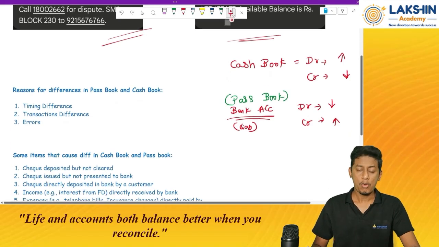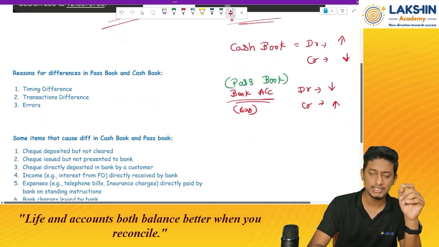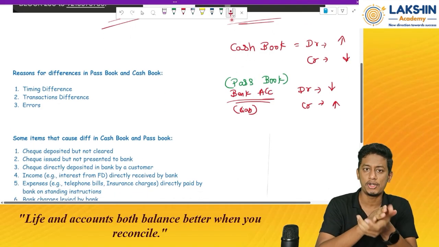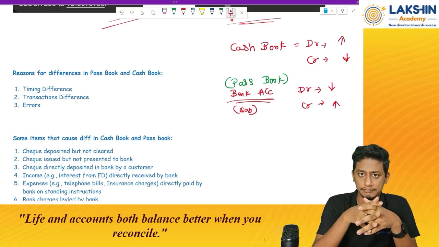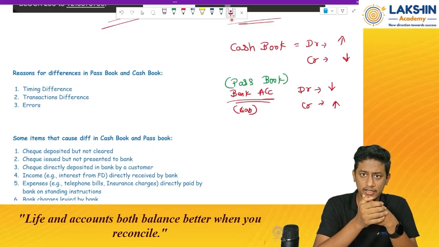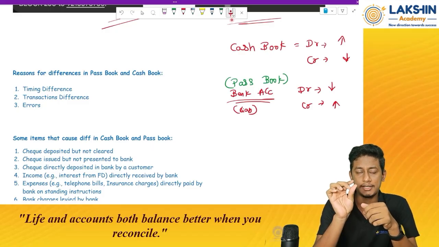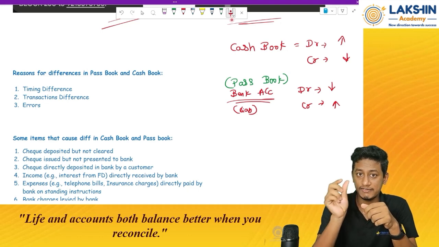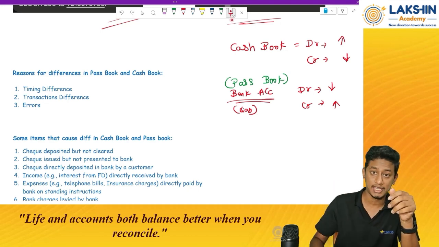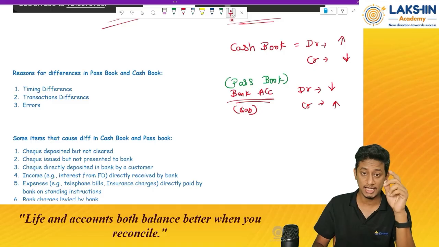Now, what might happen is there might be some differences in the bank account when I check it at a point of time. Let's say this is May month. At the end of May, let me say I had some transactions which have not been entered in the bank account. See, there are two things.